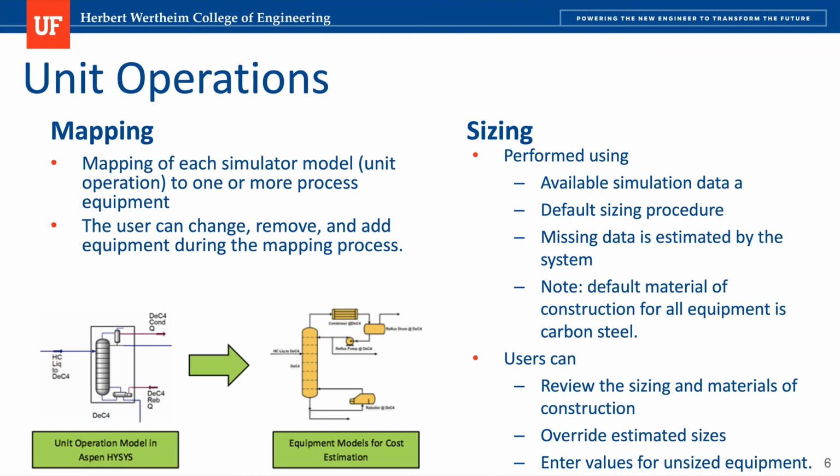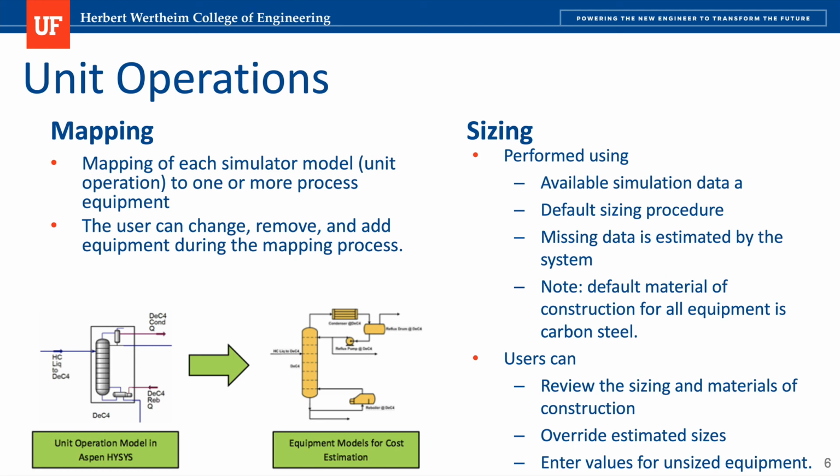So the sizing is performed using available simulation data and default sizing procedures that we're going to be reviewing in this class. Missing data is estimated by the system, which I think is a plus. Sometimes if you don't know what things are estimated, it could be kind of confusing. So we're going to be learning to document our assumptions and the defaults. The default materials of construction for all equipment is carbon steel, and this is what we call base conditions. And we're going to use this throughout the calculations in this class.